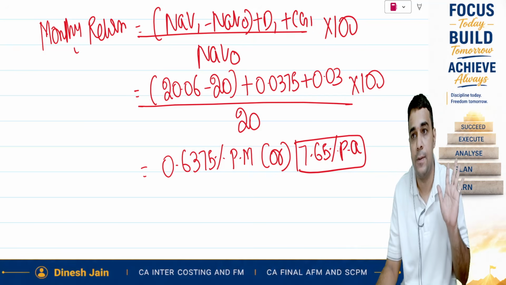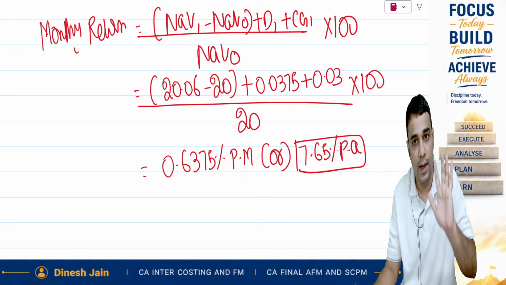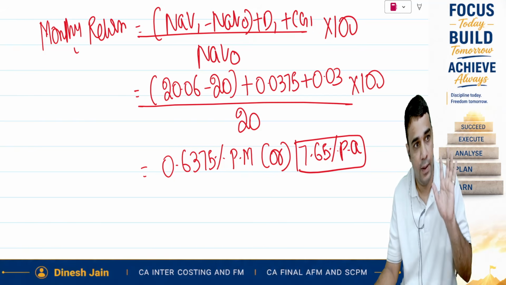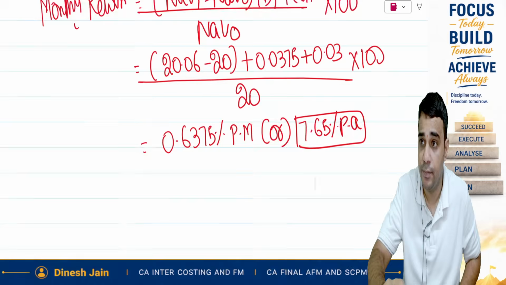Any doubts in this? Can we proceed? Understood the concept? Any doubts on this calculation? Done? Clear? Okay. Can I proceed ahead?